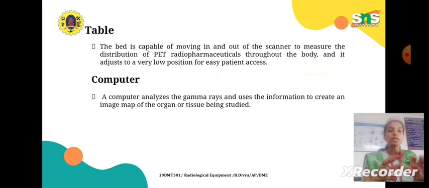A computer analyzes the gamma rays and uses the information to create an image map of an organ or a tissue being studied. The computer is used to examine what is happening inside the body in the form of an image.